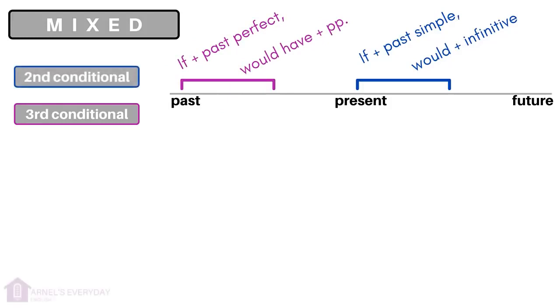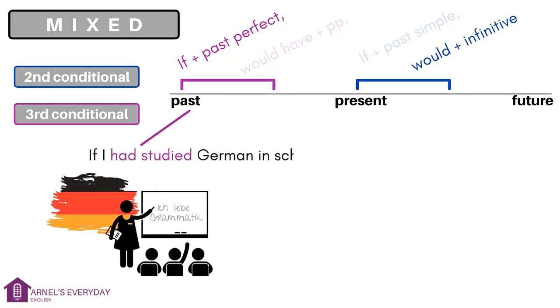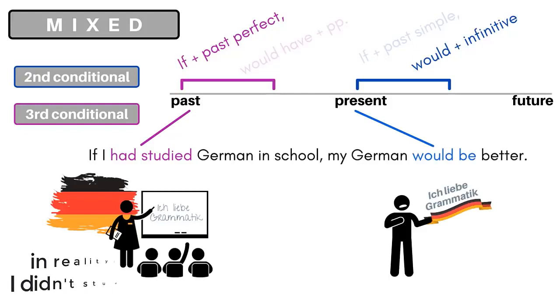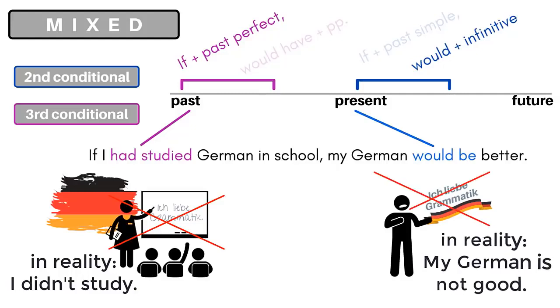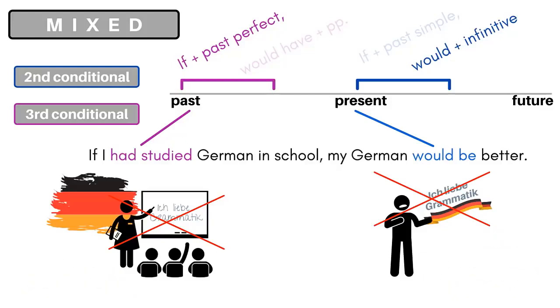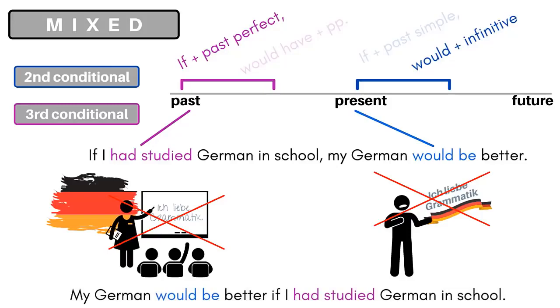So what happens if I want to speak about a hypothetical past condition with a hypothetical present result? I need to mix them, right? If I had studied German in school, my German would be better. I didn't study German in school, so now my German isn't very good. And of course, you can switch the clauses around with the same meaning. My German would be better if I had studied German in school.